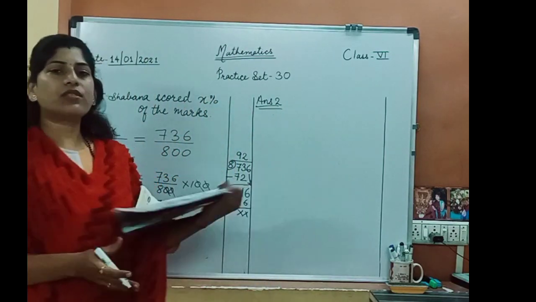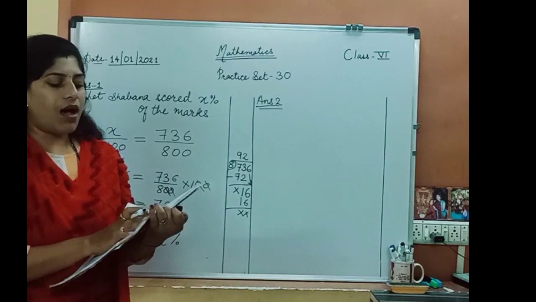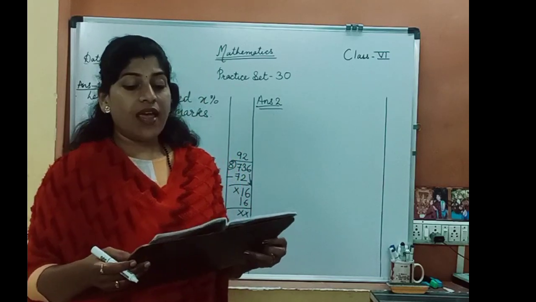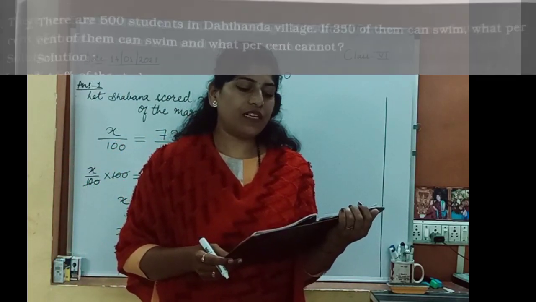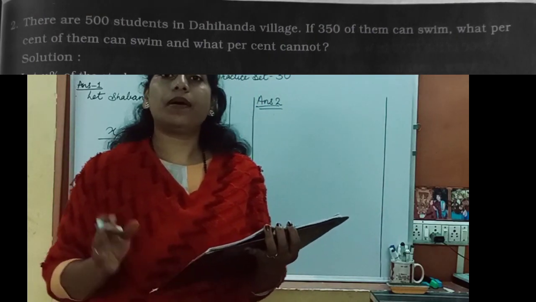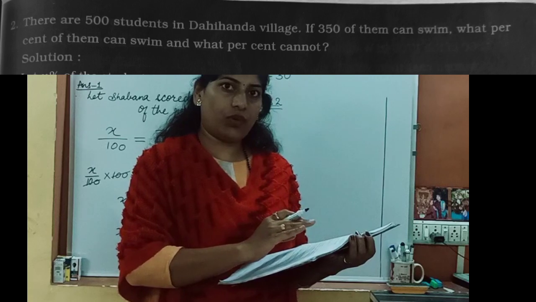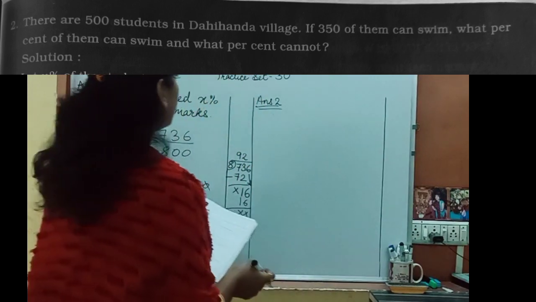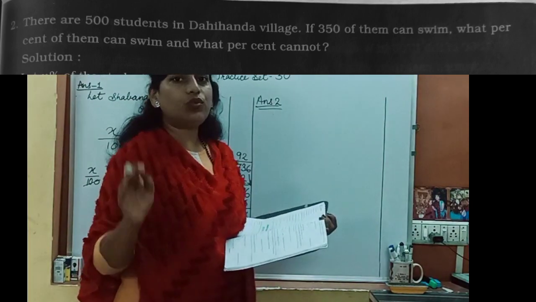What is the next question? There are 500 students in Dahihanda village. If 350 of them can swim, what percent of them can swim and what percent cannot? Means how much percentage can swim and how much cannot. Both we have to find out. Okay. So let us see how many students can swim.